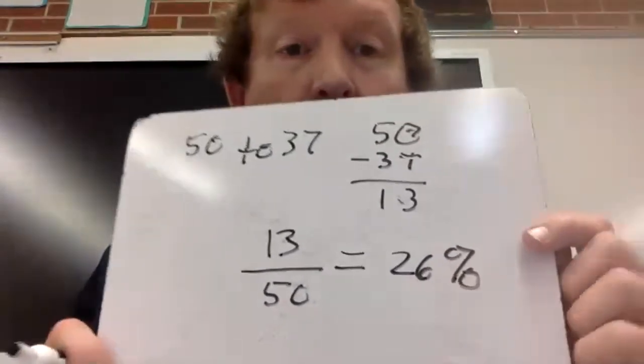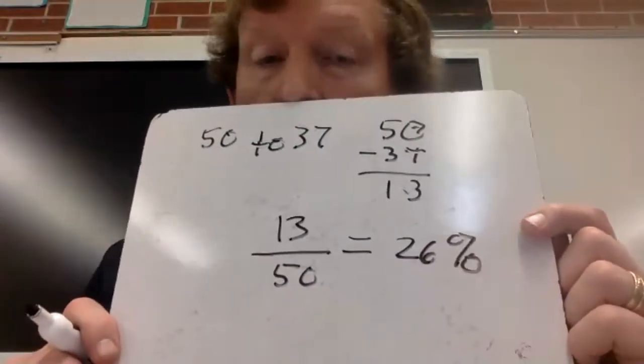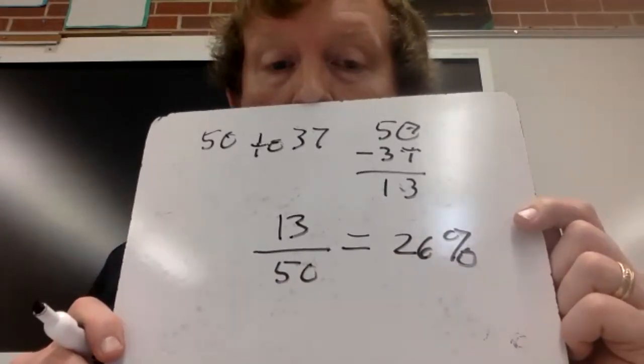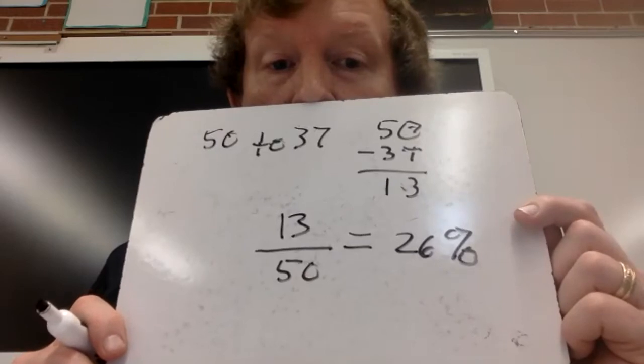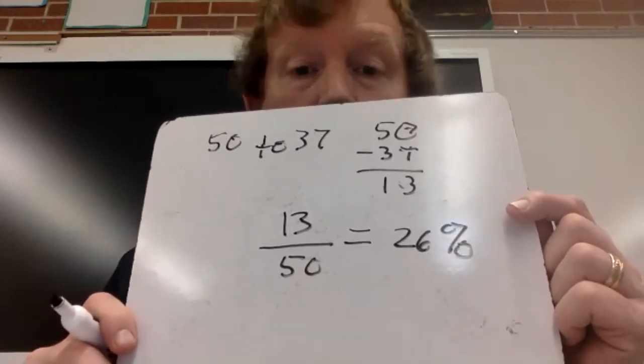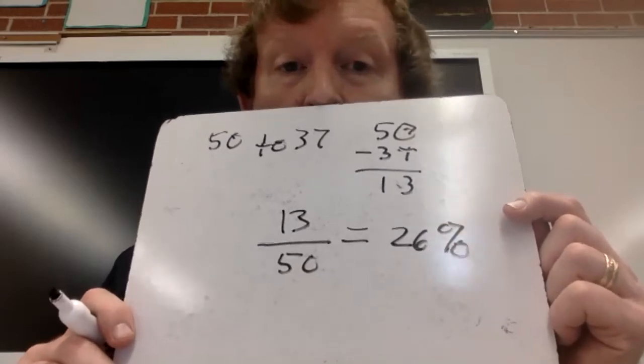We should have gotten the answer of 26%. When you take 13 divided by 50, that'll give us 0.26, and multiply it times 100, and that'll give us 26%.